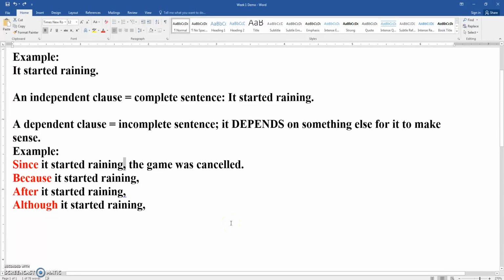And in order to understand where that comma goes, you have to understand the relationship between the dependent and the independent clause. These types of introductory words are the ones that will turn independent clauses into dependent clauses. And there are a lot of them. Just be on the lookout.